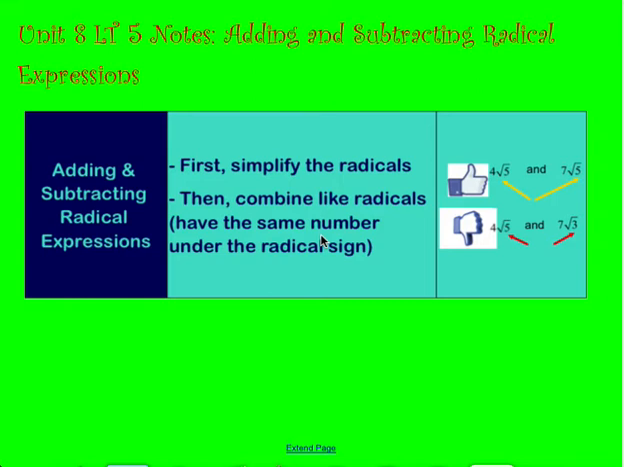Hey ladies and gentlemen, this is Miss Hubbard here, and today we're going to be doing Unit 8 Learning Target 5 notes. We're going to be talking about adding and subtracting radical expressions.